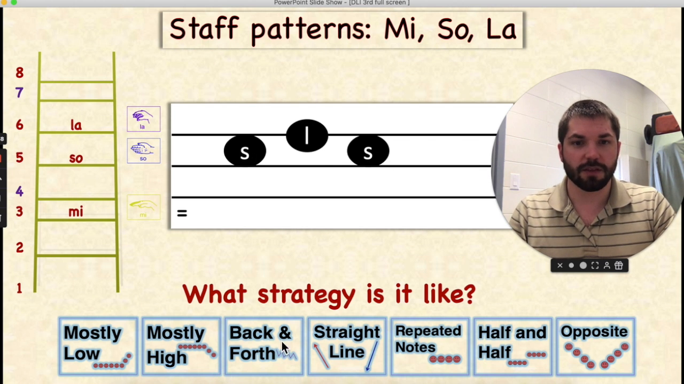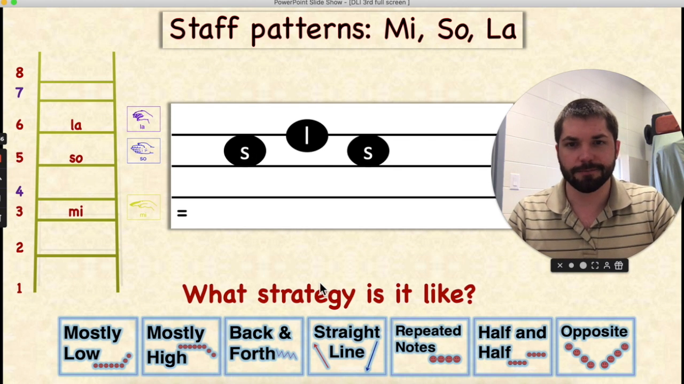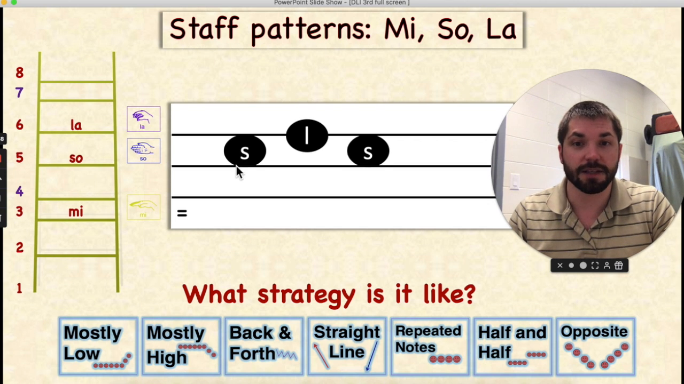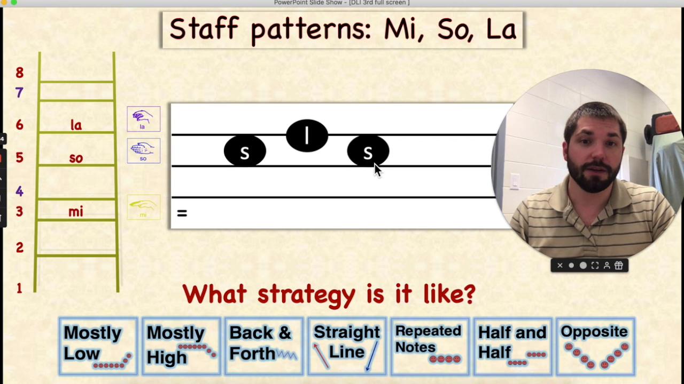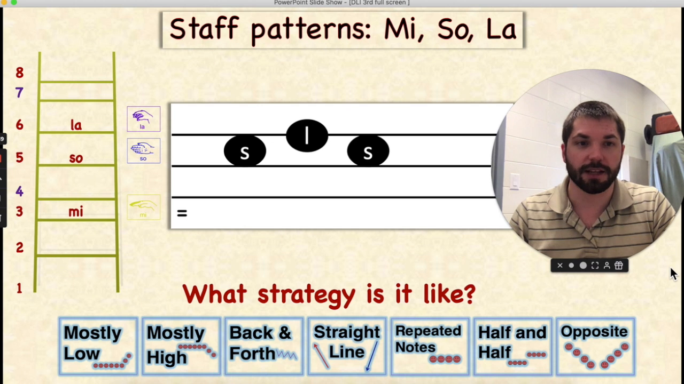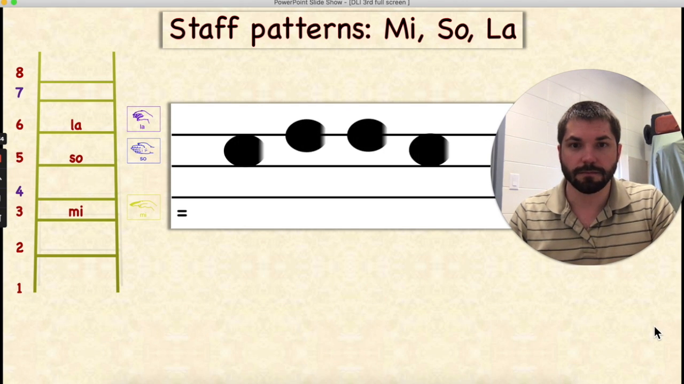Okay, this only has 3, but what strategy is this most like? We're kind of missing the 4th part of it, so it's hard to tell, but it kind of looks back and forth to me. Or I guess you could probably call it mostly high, because it's all above the middle. Not every pattern has a clear strategy to it, and that's okay. They're just guidelines.